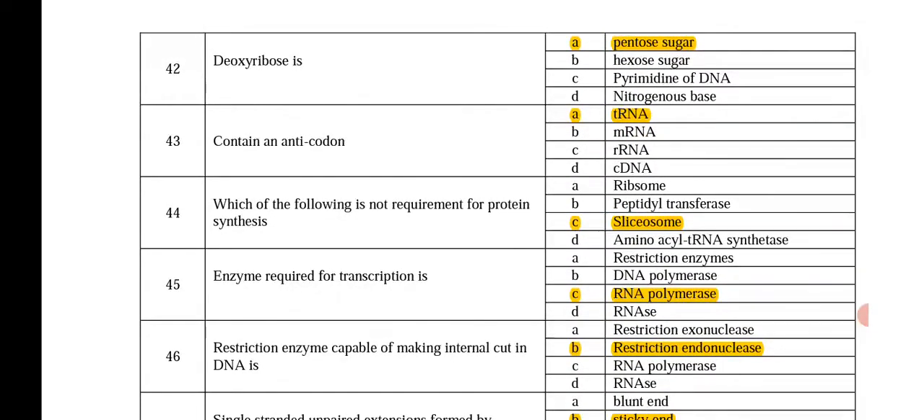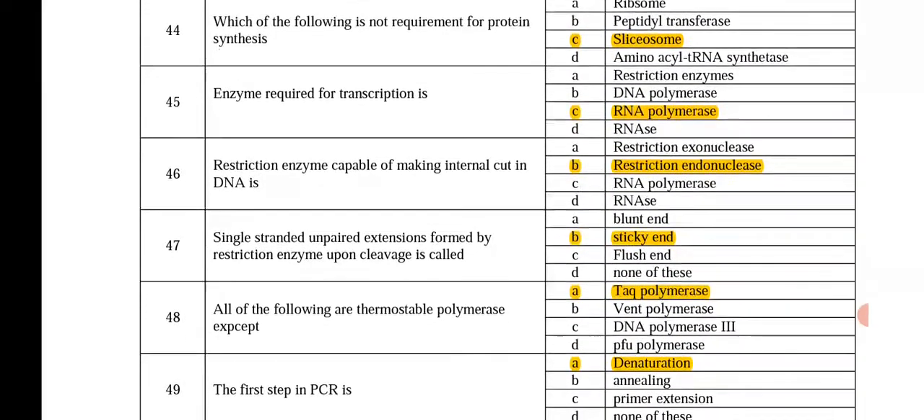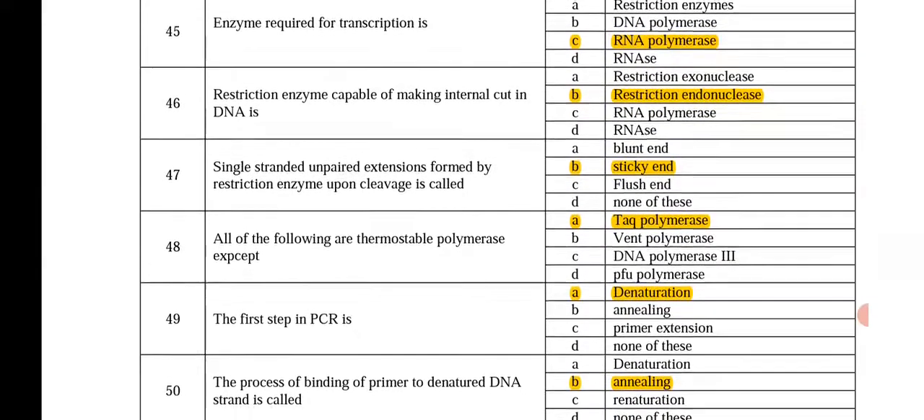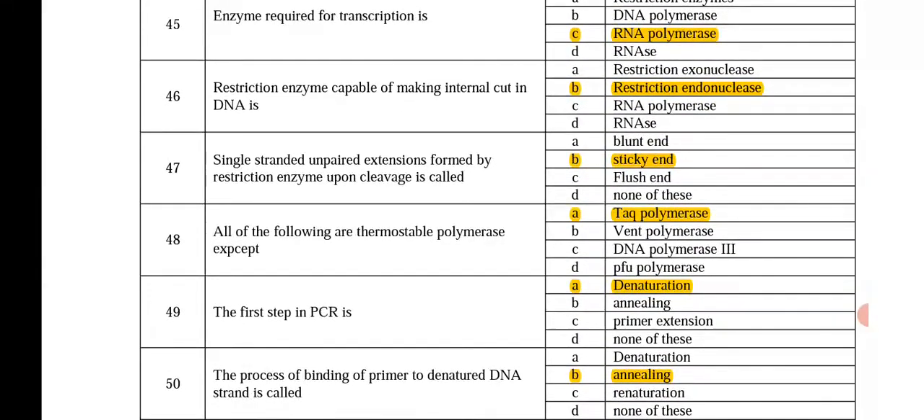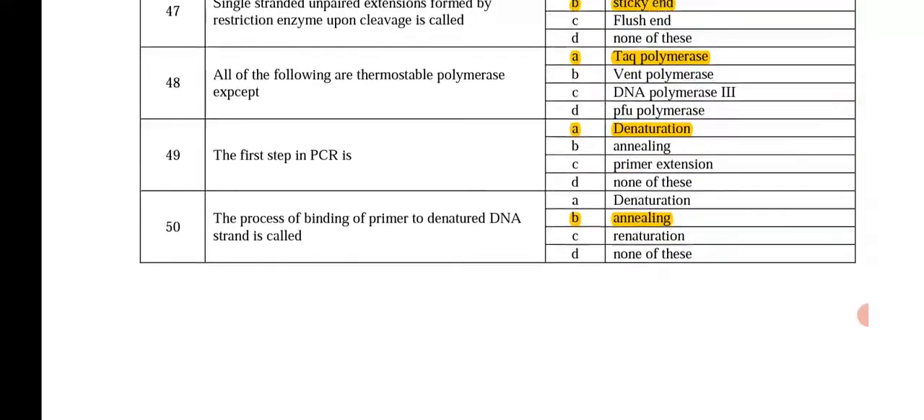Which of the following is not a requirement for protein synthesis? Spliceosome. The enzyme required for transcription is RNA polymerase. A restriction enzyme capable of making an internal cut in DNA is a restriction endonuclease. The single-stranded unpaired extension formed by a restriction enzyme upon cleavage is called sticky. All of the following are thermostable polymerases except Taq polymerase. The first step in PCR is denaturation. The process of binding primer to the denatured DNA strand is called annealing.